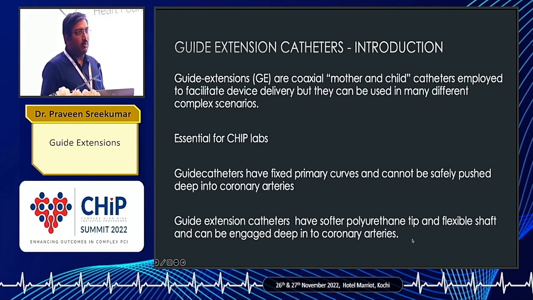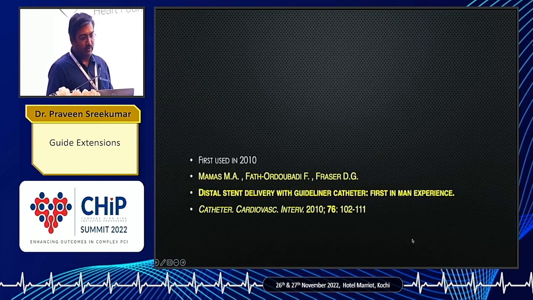Increasingly the indications are more for guide extension catheters, and they are essential for any chip labs. They are used because guide catheters we cannot push through the coronary, because they have fixed primary curves and cannot be safely pushed deep into coronary. So guide extension catheters have softer either PU or a silicone tip and a flexible shaft so that they can be engaged very deep into distal coronaries. They were first used in 2010, and since then many firms have come with different sorts of guide catheters.